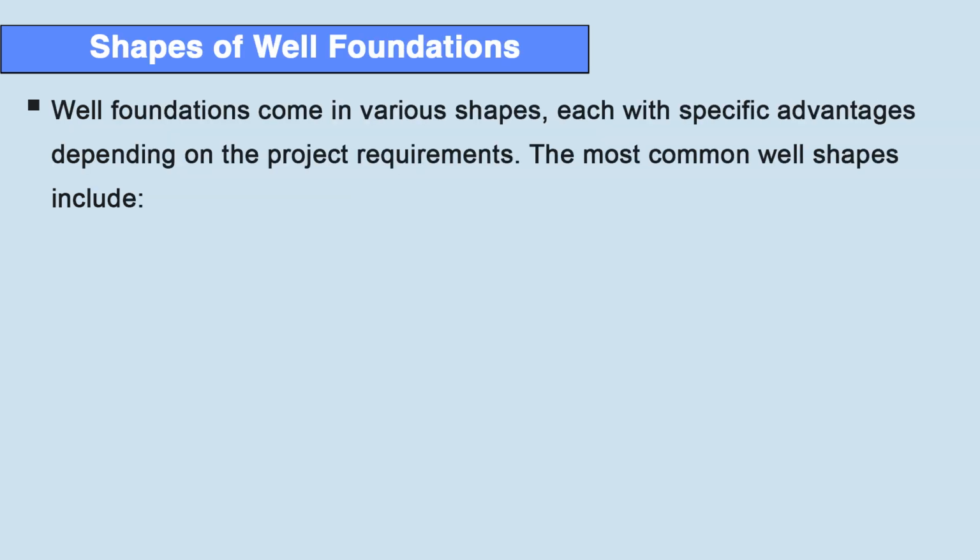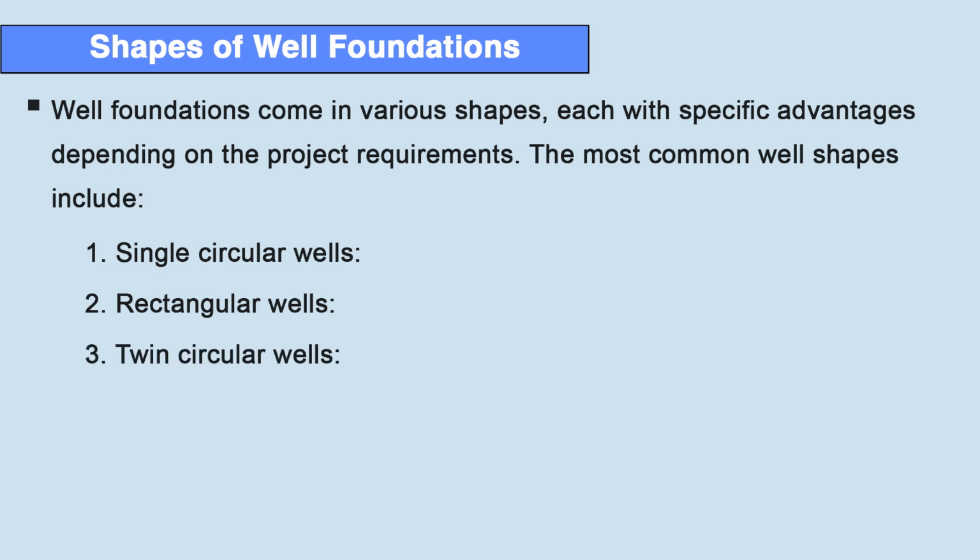Then what are the various shapes of well foundations? Well foundations come in various shapes, each with specific advantages depending on the project requirements. The most common types of well shapes include: first, single circular wells. These provide symmetrical distribution of forces and are often used for single pier foundations. Second is rectangular wells. These are suitable for long, narrow structures like bridge piers.